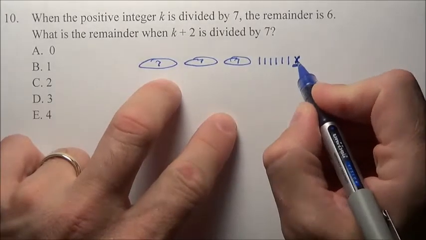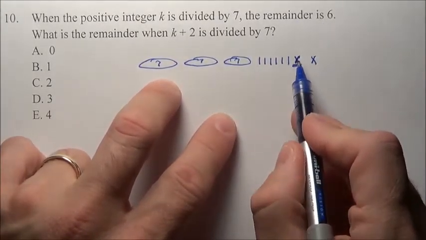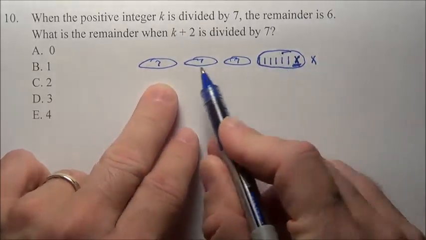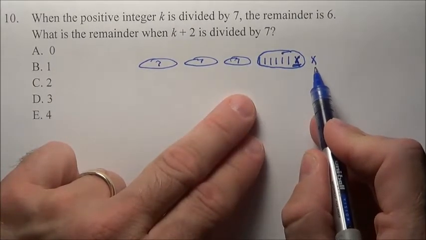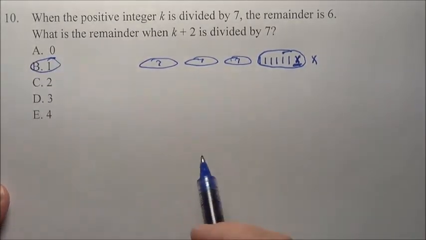So if they would add one more and another one. When they add that one more, since the remainder was 6, that's going to form a group, isn't it? And we're going to have a perfect number of groups, but what's the remainder now going to be? How many are left over out here? 1. You have a remainder of 1.